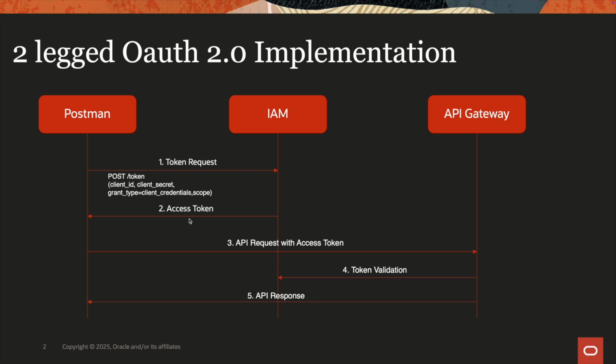After getting the access token, we will call the actual API with the access token information. In our API gateway, we will configure the authentication in such a way where it can validate that token using JWKS. And if it is successful, then it will send the response payload back to Postman. So in a nutshell, this is what two-legged OAuth implementation looks like. And now I will show you how we can actually implement this, and then we can test this scenario.